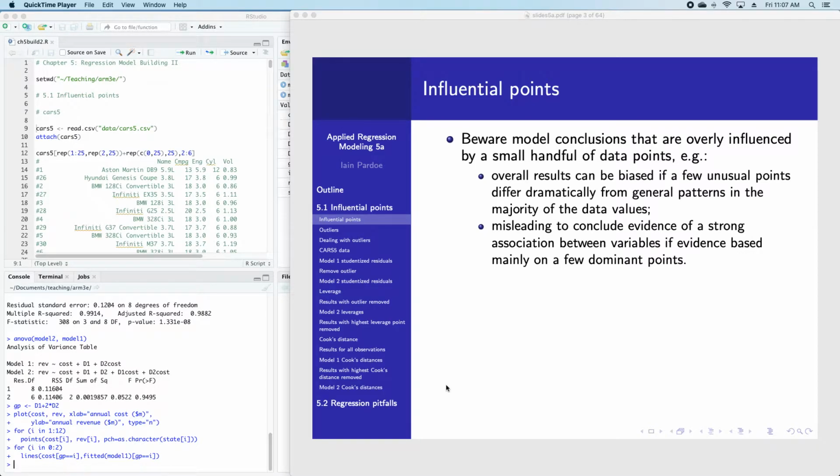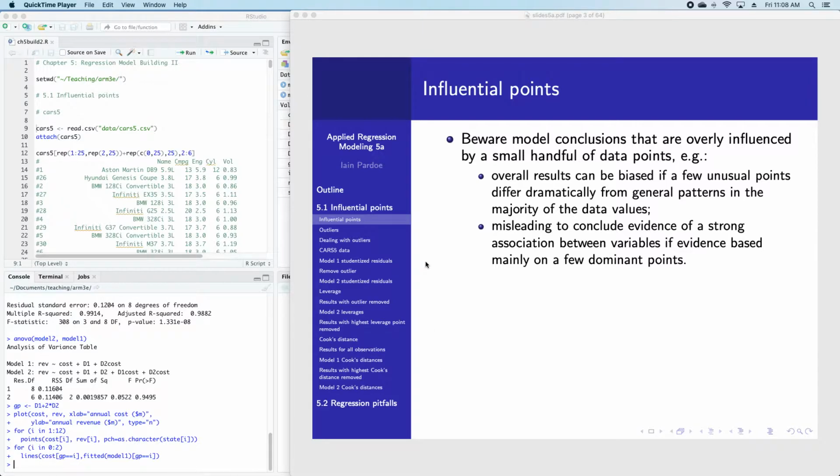In the last few videos, I've talked about how to model qualitative predictors using indicator variables. And I'm going to move on now to talk about some possible pitfalls when you're doing multiple linear regression modeling. And in this video and the next two videos, I'm going to focus on influential points, so looking at individual points and how much influence they could potentially have on the model results. And then after that, we'll go on and talk about some other pitfalls.